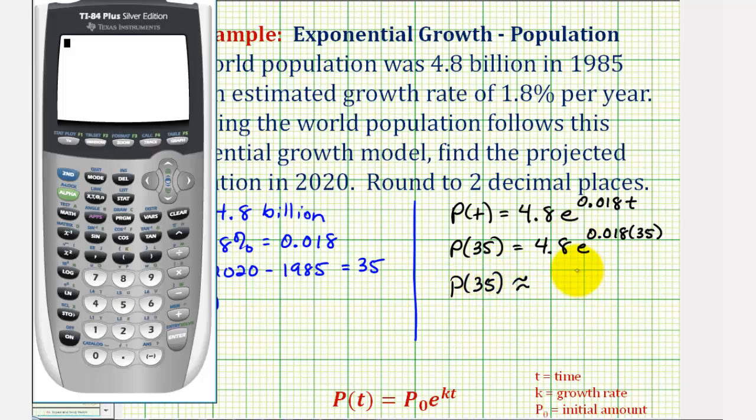And now we'll go to the calculator. We have 4.8. If we press second natural log, that brings up e raised to the power of, and then we have 0.018 times 35. And we're asked to round to 2 decimal places, which would be approximately 9.01.